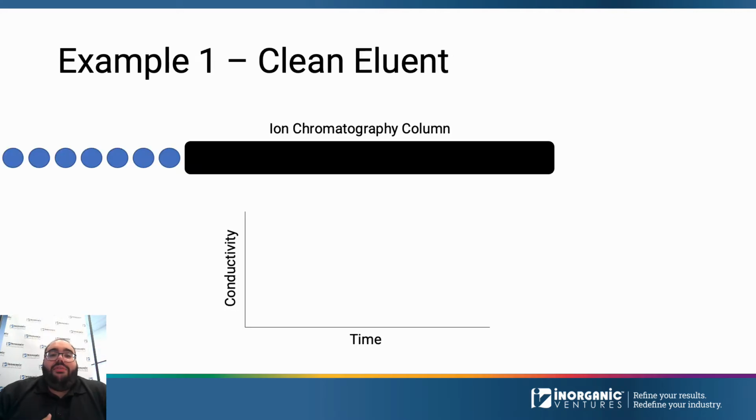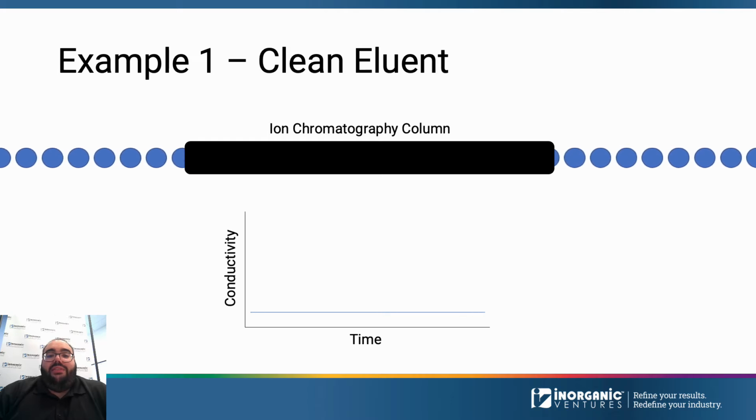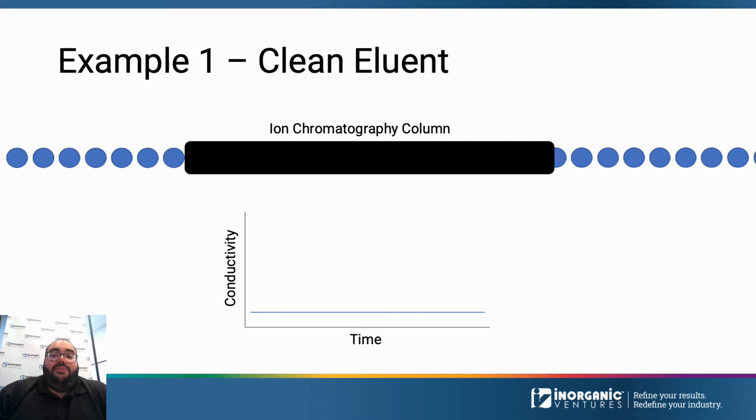Our first example shows normal eluent flow through the IC instrument with clean eluent. I apologize for the rough animations, but imagine the blue circles representing the eluent flowing into the column and producing a flat conductivity reading. This is what you should see when you're letting your instrument equilibrate or run idle.